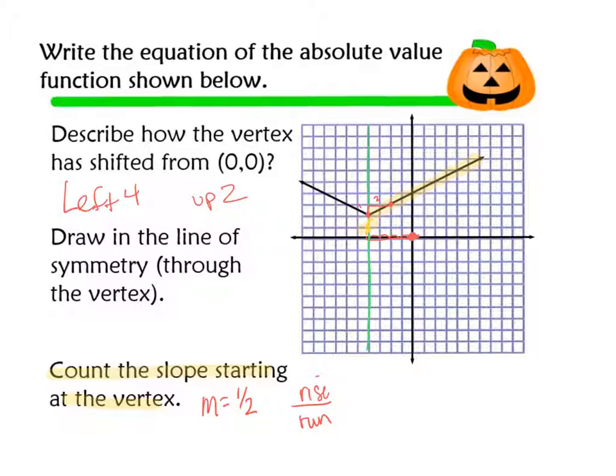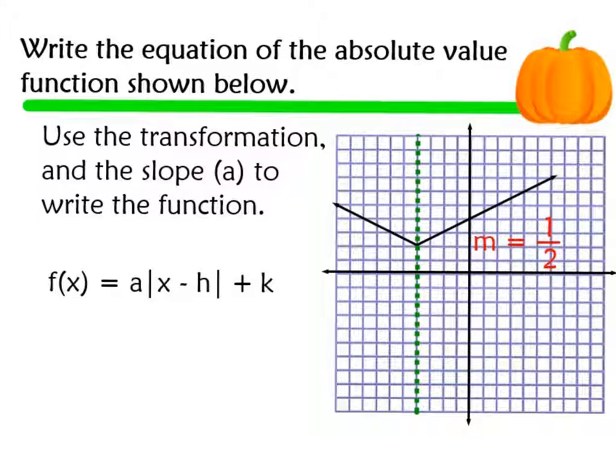All right, so now this is basically what we have, right? We know our slope is 1/2. We have our line of symmetry drawn in. Now we talked about how it moved left 4 and up 2. So let's use that to fill in. Remember, just like with parabolas, the only things we're going to replace are the a, h, and k.